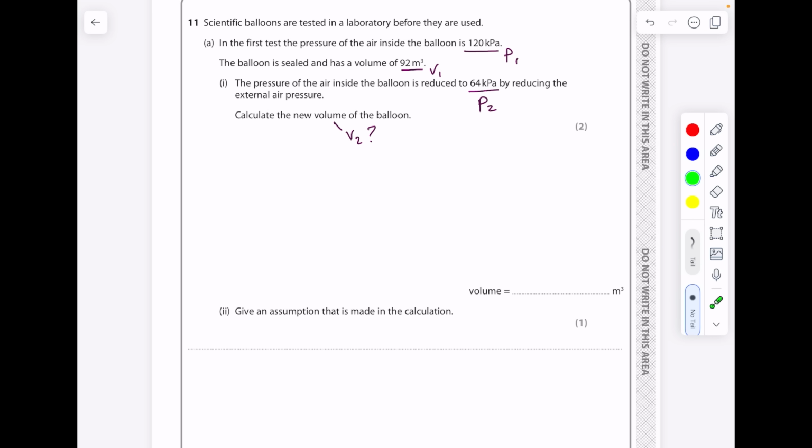This is why I say it's so important to label all your numbers, because it helps you see straight away that the equation you need here is P1V1 equals P2V2. Sub in all your numbers in the right places. You don't need to touch the units, because look at the answer unit.